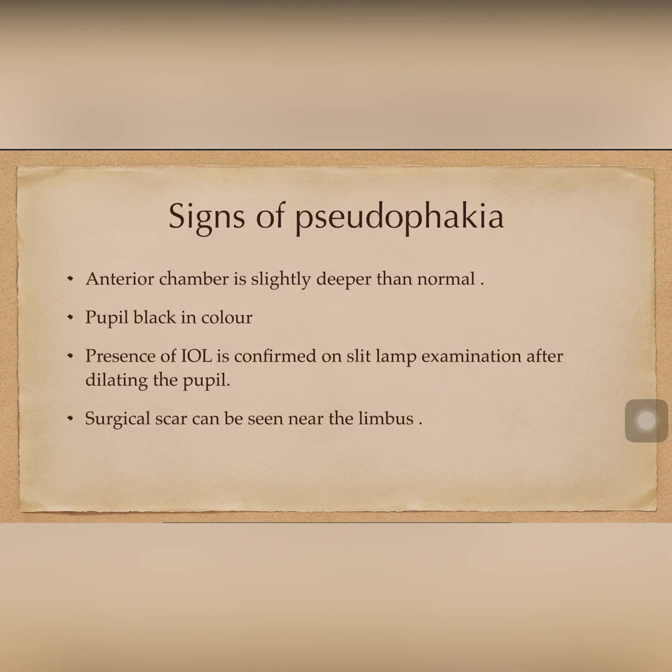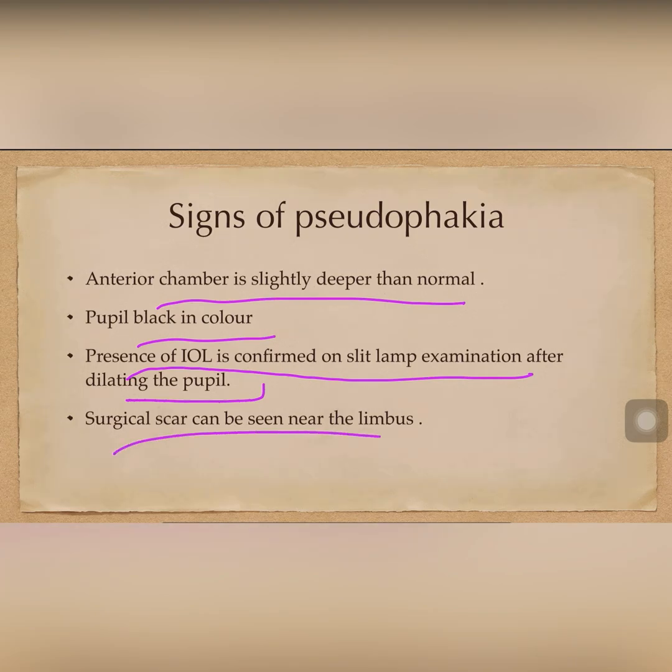So how will you get to know that the patient is pseudophakic or not? The anterior chamber will be slightly deeper than normal, but not as deep as seen in aphakic eye. The pupil color would be black but not jet black. The presence of IOL is confirmed on a slit lamp examination after dilating the pupil. When you do a slit lamp examination, you will see the IOL present in the eye, and the surgical scar can be seen near the limbus where the surgery was done to put the IOL into the eye.